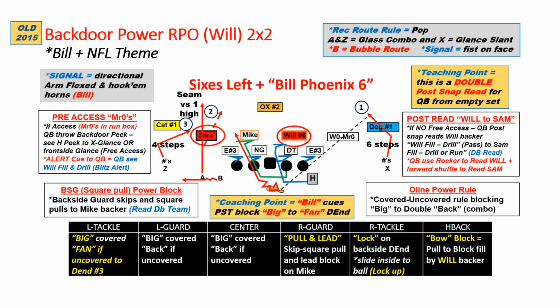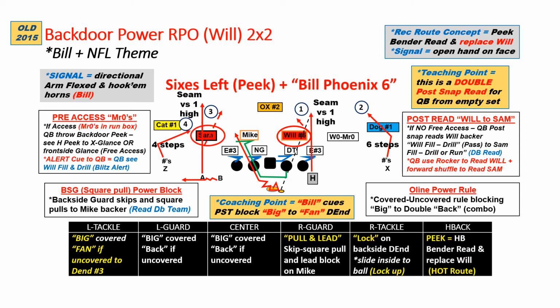Again, this is a little more complicated, but it's a great progression if you start running a lot of these no-back quarterback RPOs. As always with our backdoor, we can always add the peak signal, allowing the H-back to free release. Again, with all backdoors, quarterback's going to use his rocker, read the will backer. Now he gets the H-back or the X. If the will sits, then he's going to take off on his controlled forward shuffle to his second read key, which is the SAM backer. Again, he fills, we'll drill now 3, 4, 5. If he sits, he could take off and run.